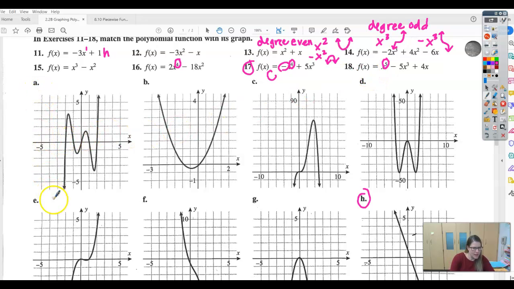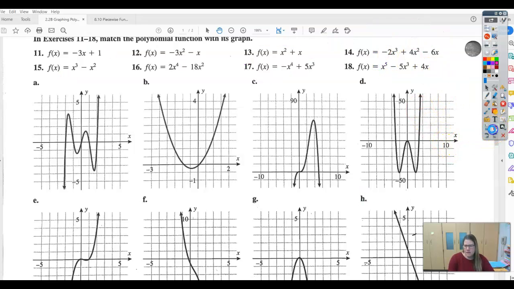So it could be A or E, but since E is just more smooth, I'm going to assume that's probably one that is x to the third. So 15 would probably be E. And this one here, A, would probably match with 18.